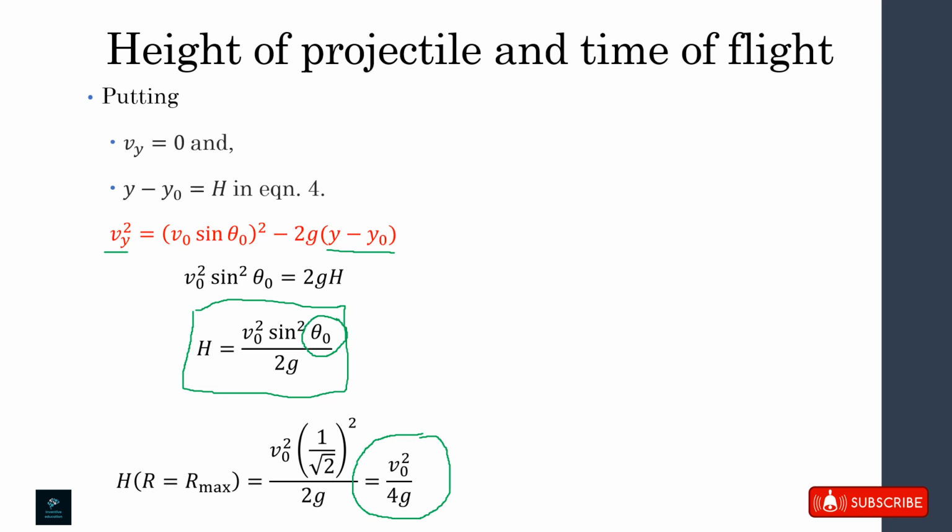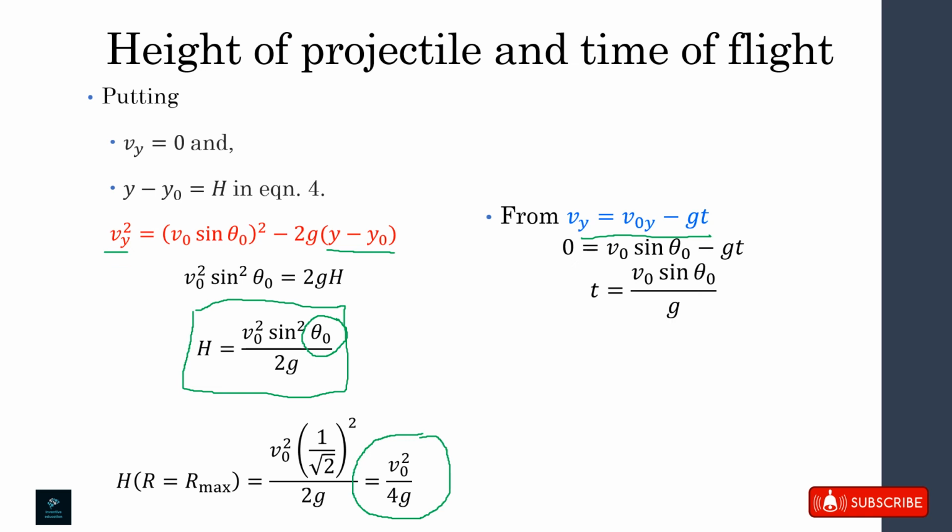We can also find the time of flight of the projectile. We realize that at maximum height vy is equal to 0, therefore putting vy equal to 0 in this equation, we obtain 0 equal to v0 sin theta 0 minus g t, and from this we obtain t is equal to v0 sin theta 0 divided by g. This is the time taken by the projectile to reach the maximum height.